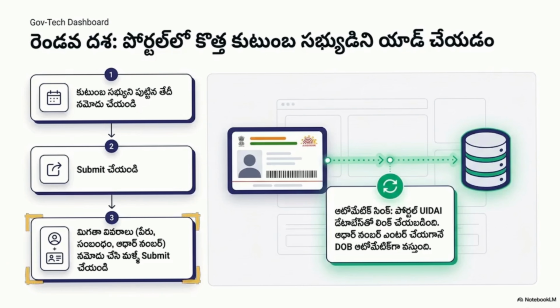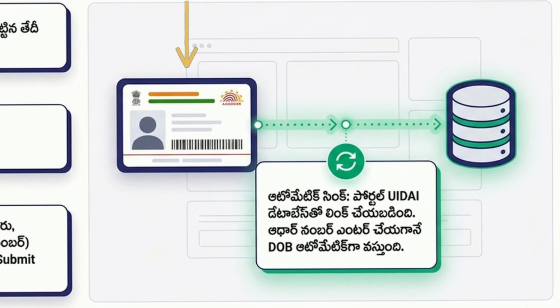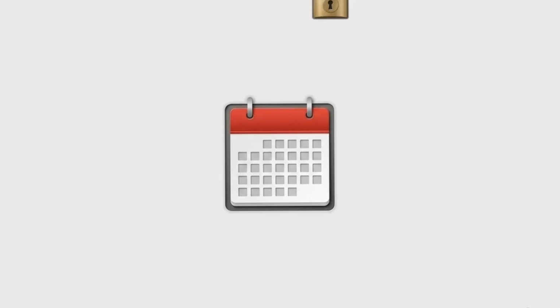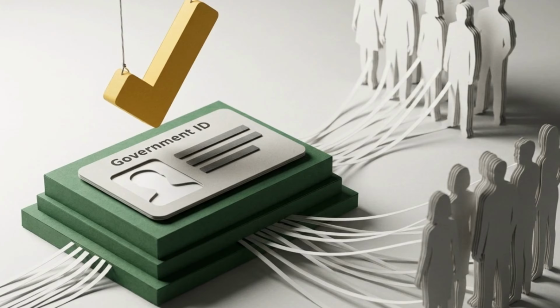The portal uses an automated verification system for this step. As this diagram illustrates, when you type in the new family member's Aadhaar number, the portal automatically pings the UIDAI database. It verifies the ID and pulls the corresponding date of birth into the form. By synchronizing directly with the national database, the system blocks manual entry for the birth date. A correct, active Aadhaar number is the single point of success for establishing this family link.